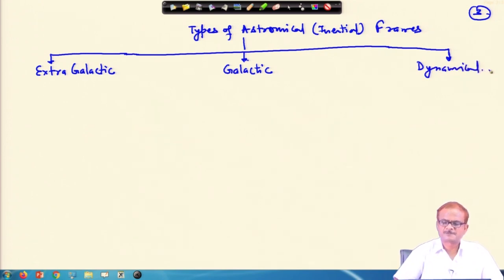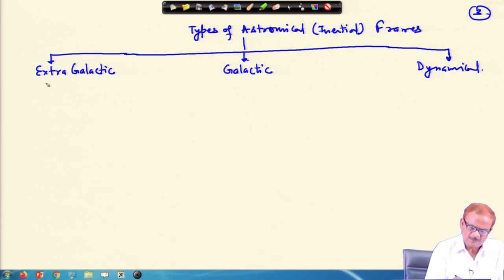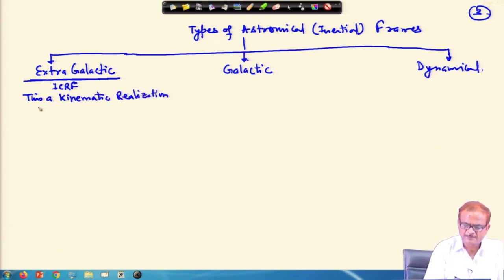We can divide this inertial reference formulation broadly into three categories. The first is extragalactic. In this category your ICRF lies. Moreover, this is a kinematic realization, so it is defined kinematically.